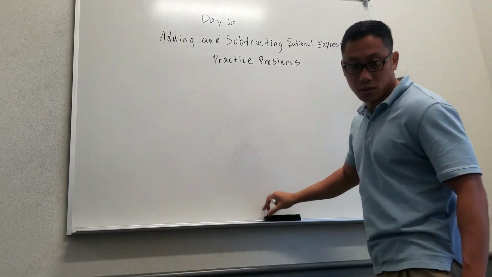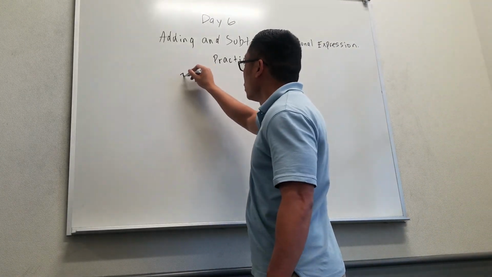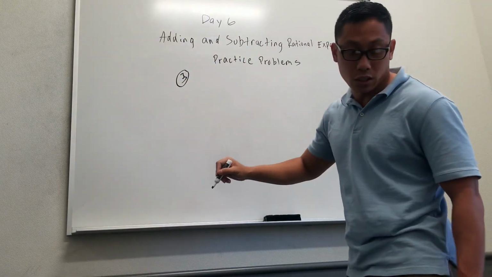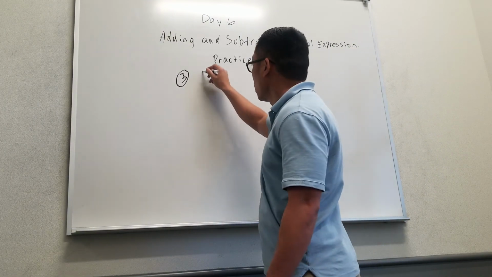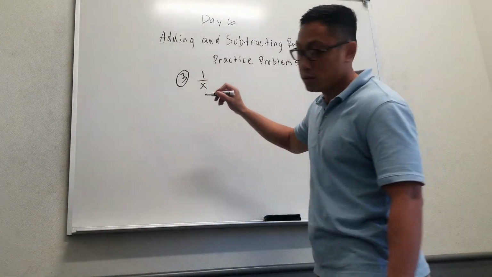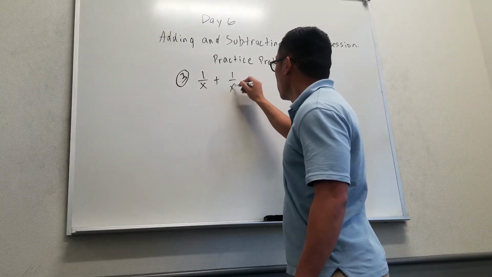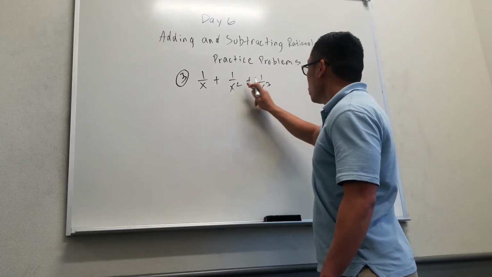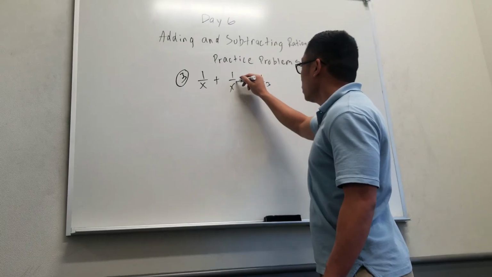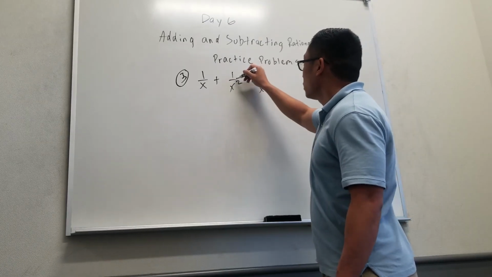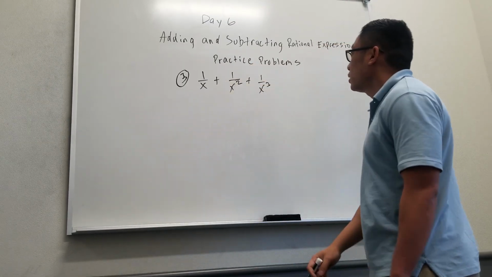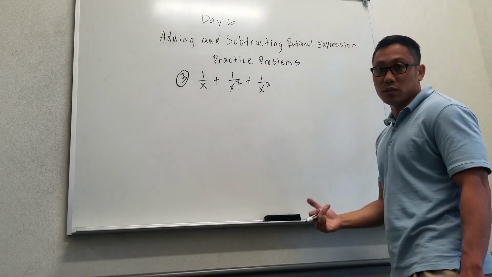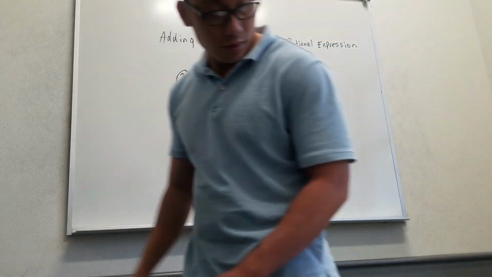All right. Let's do something more. Looks more tricky. 1 over x, 1 over x squared plus 1 over x cubed. What? Three of them? What to do now? We've never done three of them? It's the same process. You can do it. Okay.